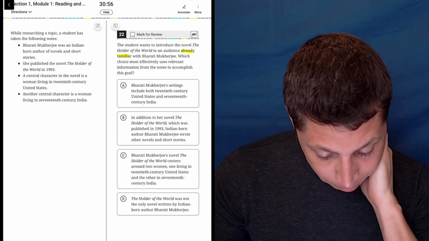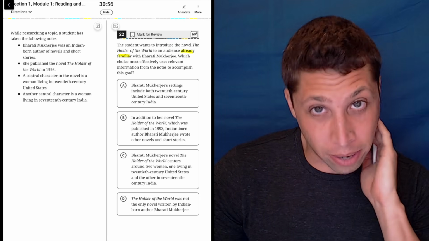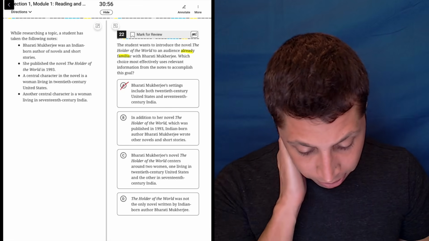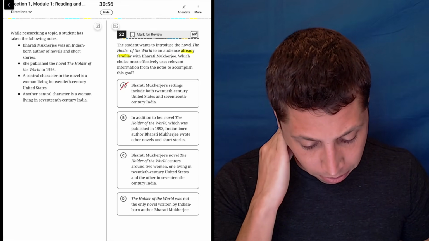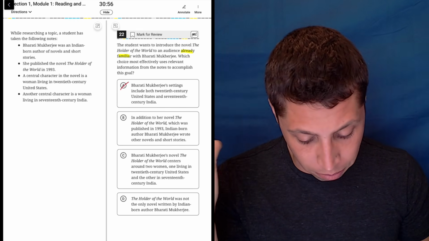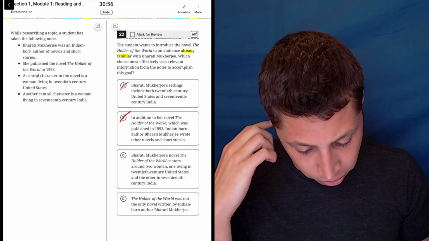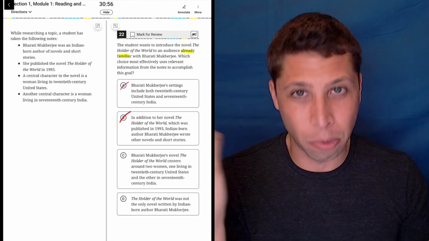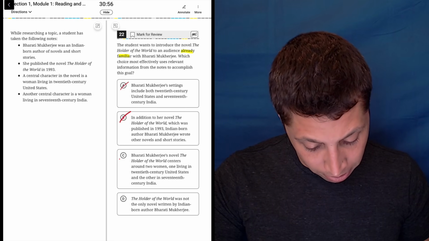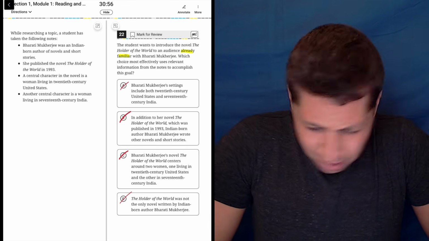All right. Choice A, Bharati Mukherjee's settings include, okay, that just seems like a random fact. I don't see why that would mean that we're already familiar. Okay. In addition to her novel, which was published in 1993, Indian-born author, okay, Mukherjee wrote other novels. Well, if they're familiar, they would probably know that she already wrote other things, so that probably doesn't make sense. Mukherjee's novel centers around 2 women, one living in 20th century United States and the other in 17th century India. Okay, that's just a description of the novel. Again, I don't know why anyone who's familiar would care about that. The Holder of the World is not the only novel. Ugh, I don't like any of these. Okay. I'm missing something here.